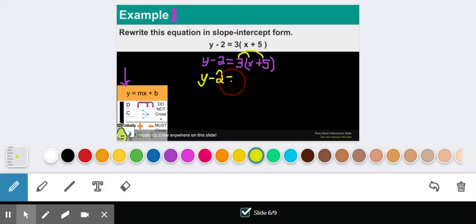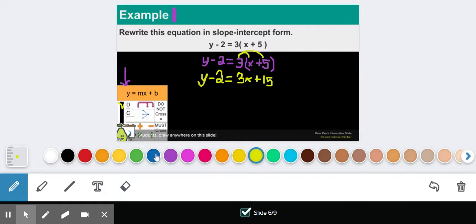But then when I distributed, I found 3 times x is actually 3x. Remember, when we have a number and a letter mushed together, that is multiplying. 3x plus, I know that 3 times 5 is 15. You can use a calculator or you can use our Desmos. I would prefer you to be starting to use Desmos because that is what you're going to have available to you. So we have done our distribution.